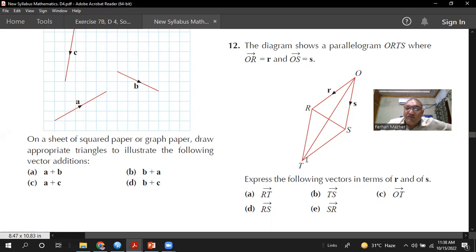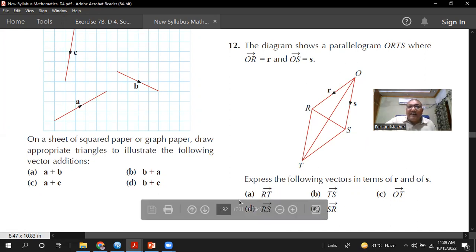If you go in the opposite direction, for example from S to O, it will be minus S. If you go R to O, it will be minus R. If you go from T to R, it will be minus S. If you go from T to S, it will be minus R. In a parallelogram, the opposite sides are equal in length and parallel to each other, so they represent the same vector. He says express the following vectors in terms of R and S.